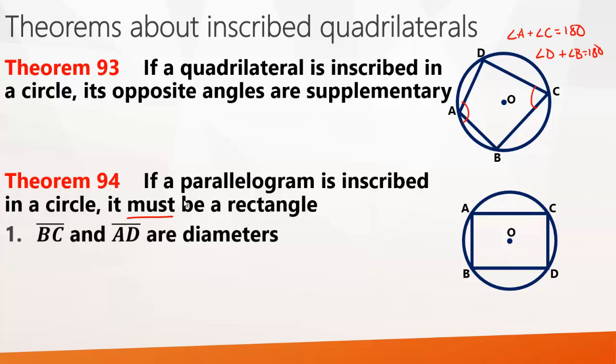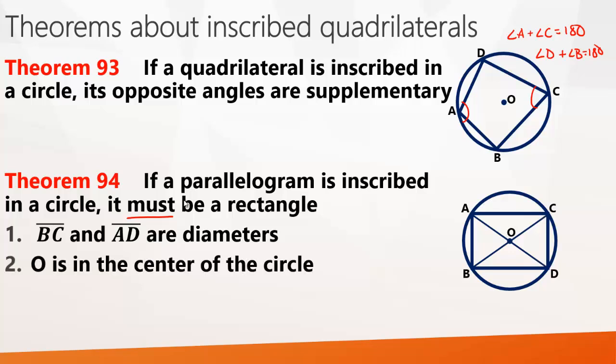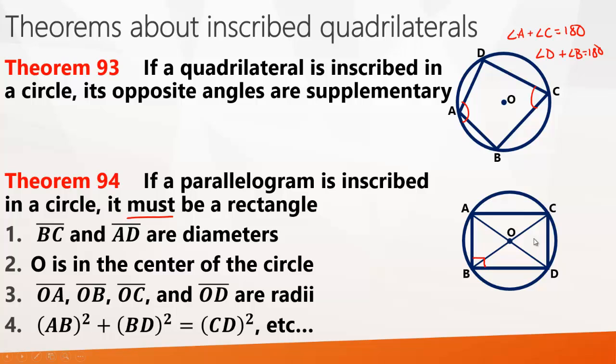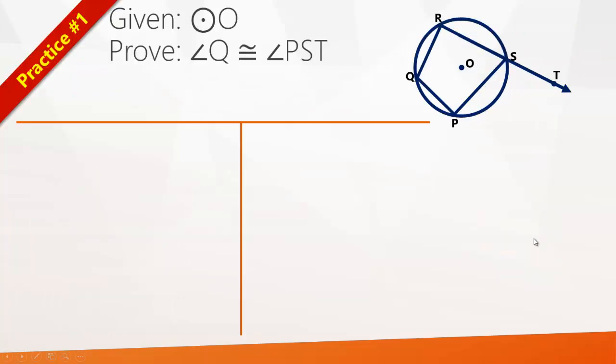And some parts to go along with that. Your diagonals BD and AC are going to be diameters of the circle. O is in the center of the circle, so where those diagonals cross is the center of the circle. And then, of course, OB, OA, OC, OD are all radii. And of course, these are right angles, so AB squared plus BD squared would equal AD squared. You get the idea. So here's some practice.